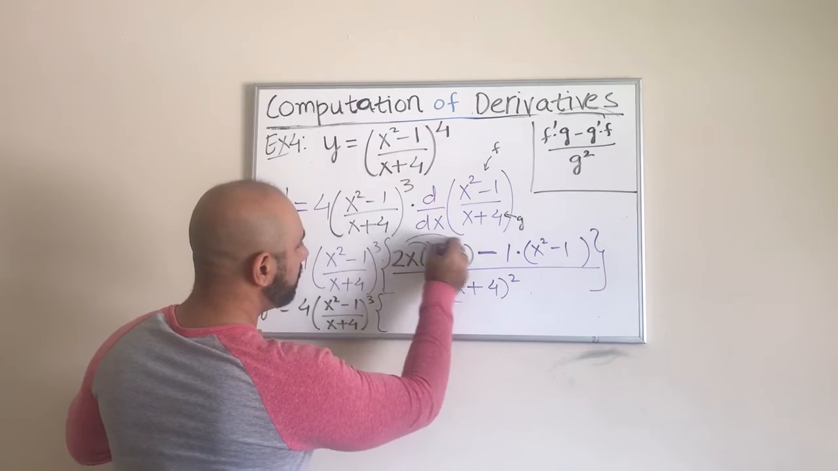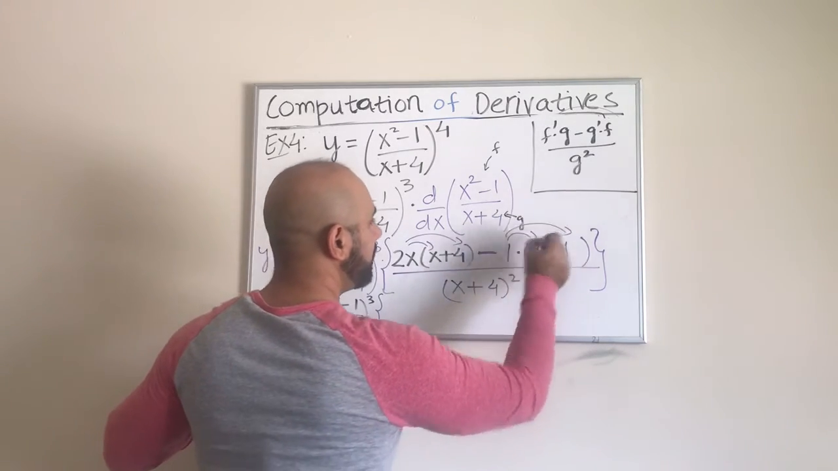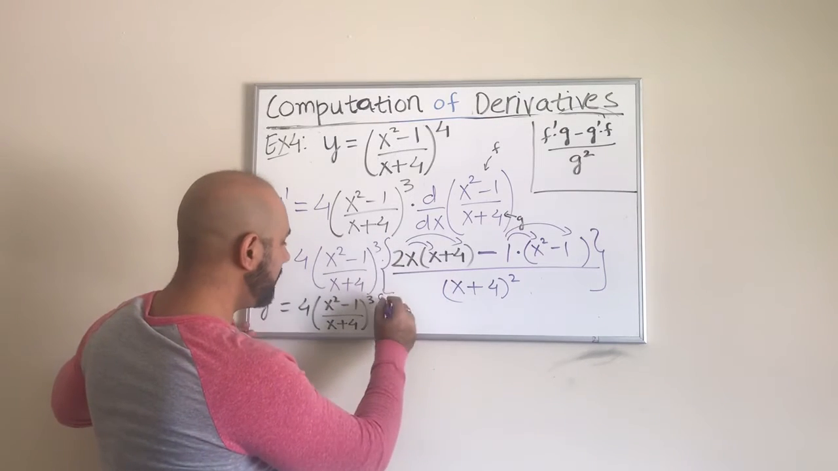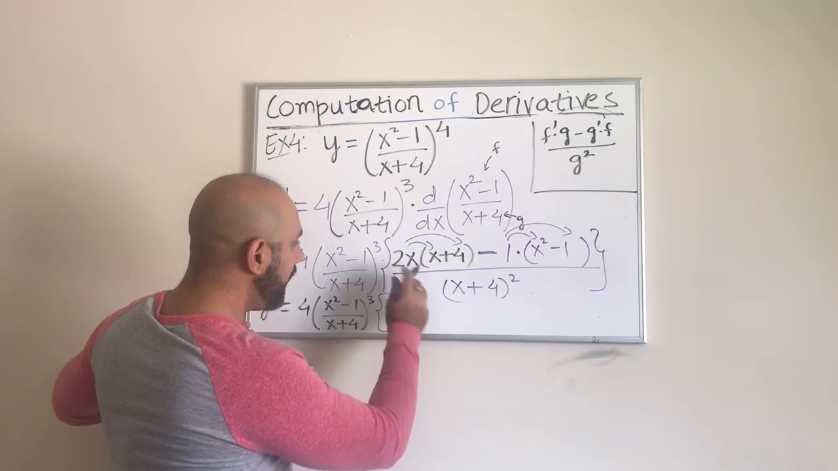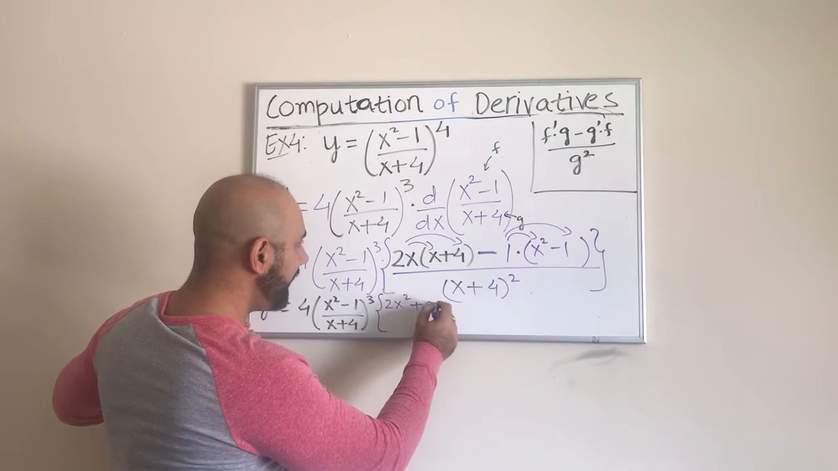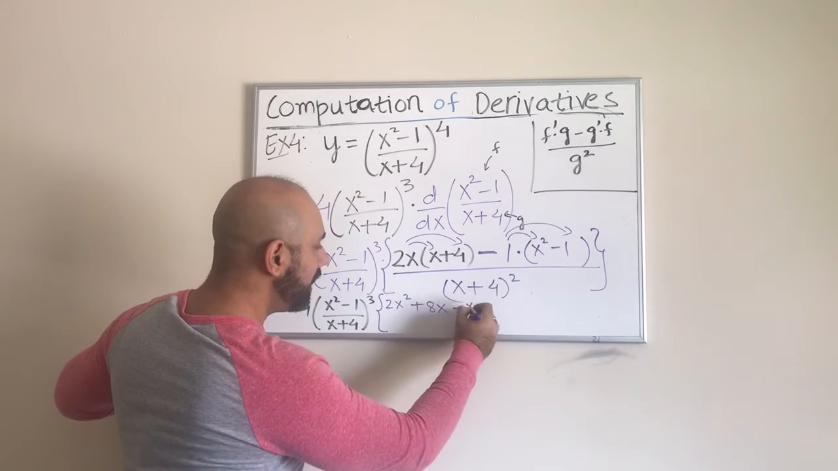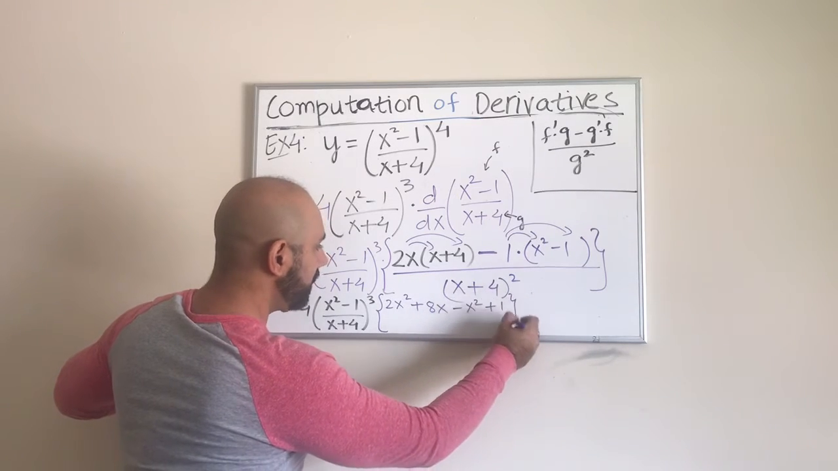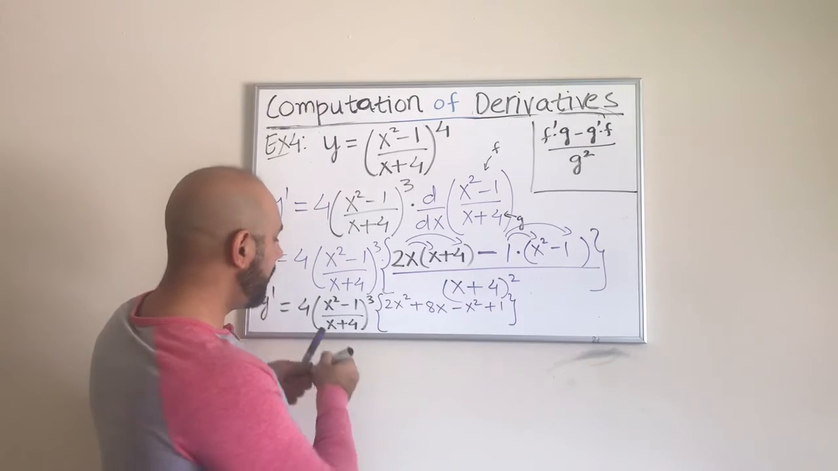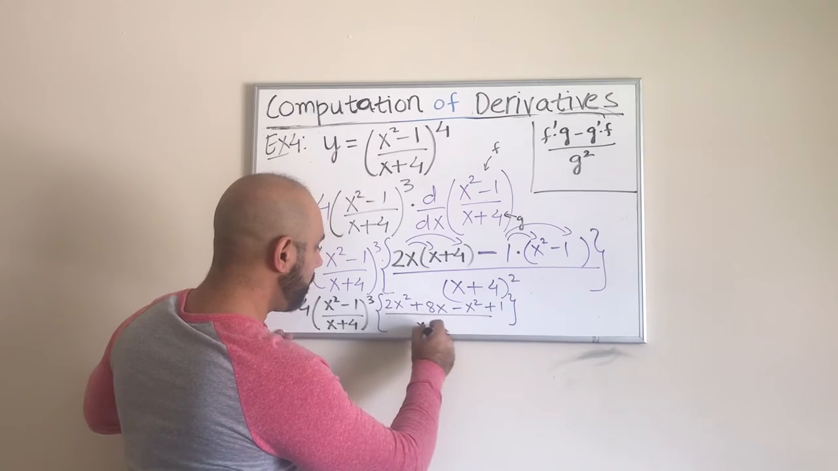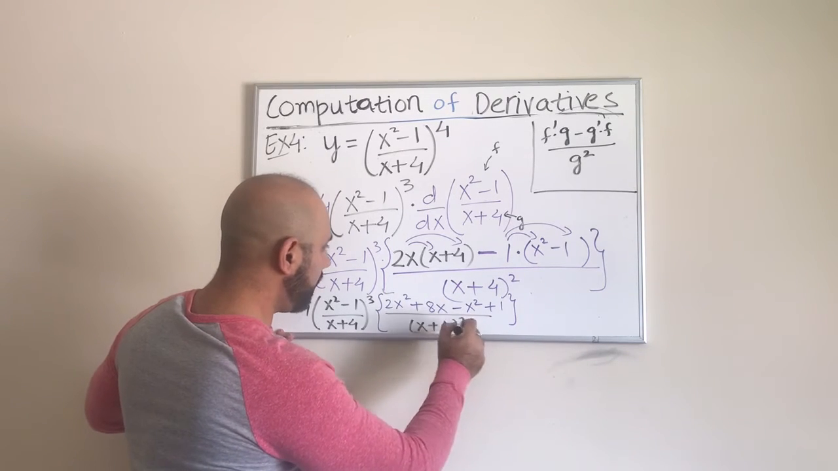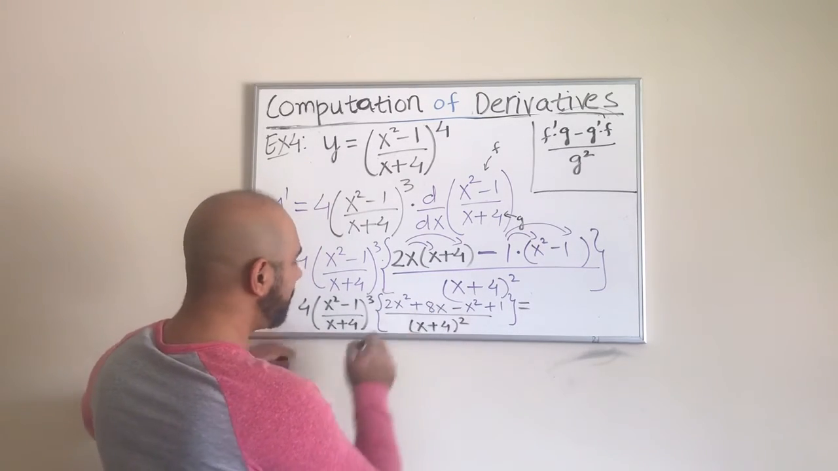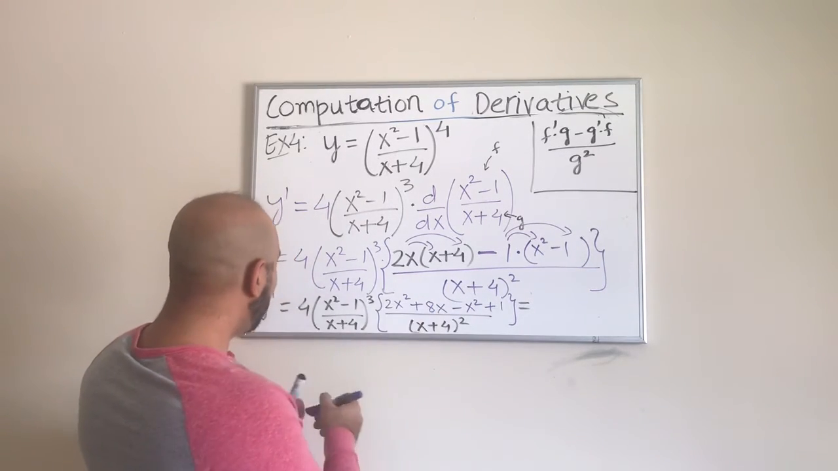Guys, of course, we have to do the distribution, and then we'll see if we can combine any like terms. So 2x times x is 2x squared. Then I have 2x times 4 is 8x, then minus x squared. And then what else do I have? I have negative 1 times negative 1 is positive 1. I got to close that, and then I have to divide this whole thing by x plus 4 whole square, right? So when I simplify this further, I can already see that 2x squared minus x squared will be x squared, and then I cannot combine any other like terms.